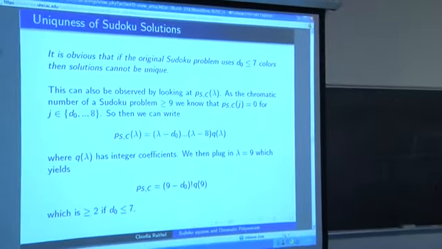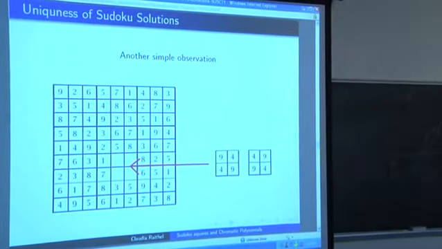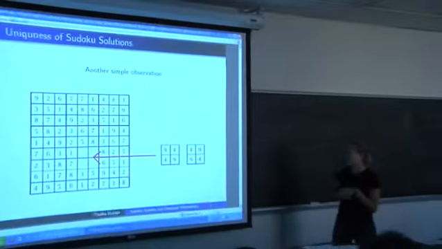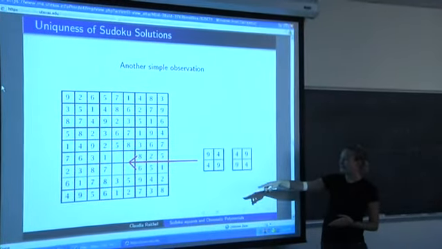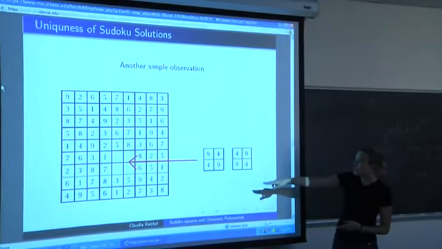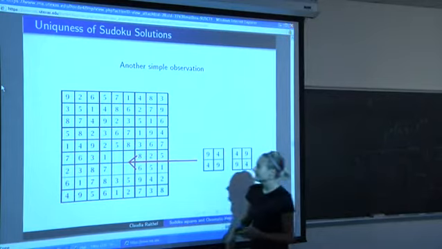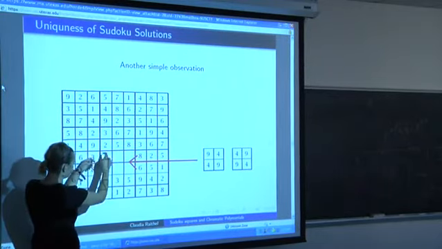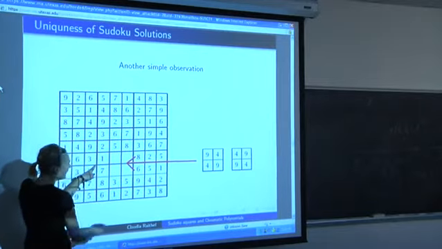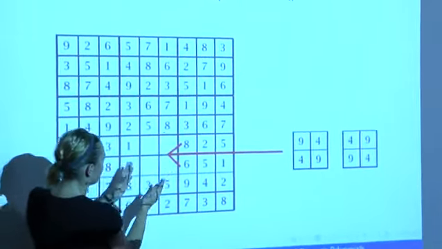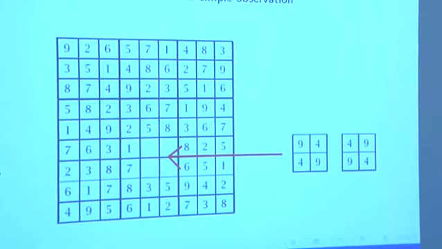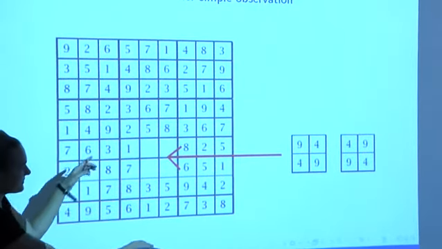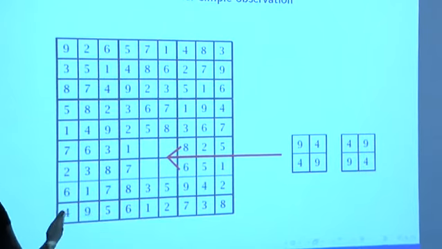Good, thanks. Okay, cool. So now we're going to shift gears into the second topic. The last thing I wanted to observe about the uniqueness of Sudoku solutions is this trivial observation. If you have this 9x9 Sudoku grid and a solution, and you have this subsquare with 9, 4, 4, 9 across the boundary of the subsquare, then you can just switch the 4s and the 9s, and you're going to get a solution again.